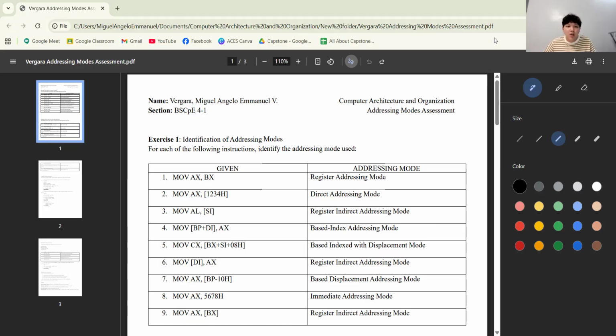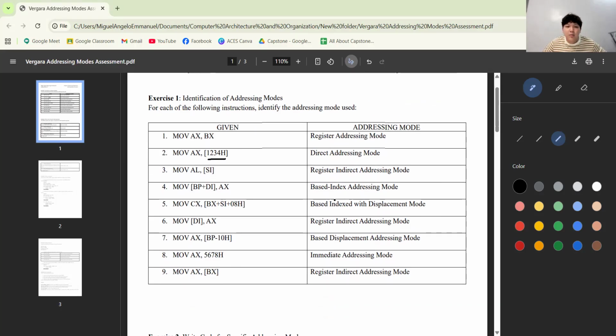Next, number 2, we have MOV AX, [1234H]. The addressing mode used here is direct addressing mode, since the effective address of the memory location is written directly in the instruction. So here is the address, the 1234H, and it is written directly in the instruction. That is why it is direct addressing mode.